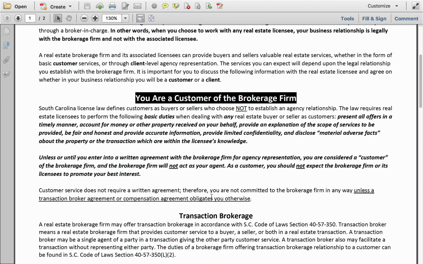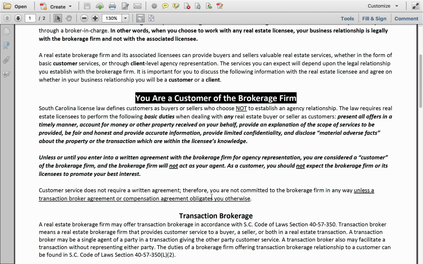As you can see right here in this black box, it says you're a customer of the brokerage. South Carolina license law defines customers as buyers or sellers who choose not to establish an agency relationship. The law requires real estate licensees to perform the following basic duties when dealing with any real estate buyer or seller as a customer: present all offers in a timely manner, account for money and other property received on your behalf, provide an explanation of the scope of services to be provided, be fair and honest, and provide accurate information, provide limited confidentiality, and disclose material adverse effects about the property or the transaction within the licensee's knowledge.